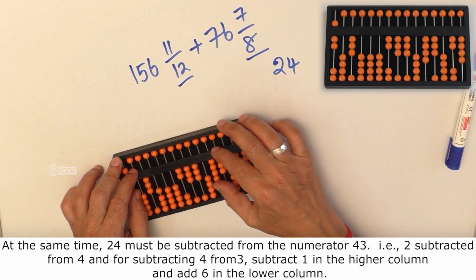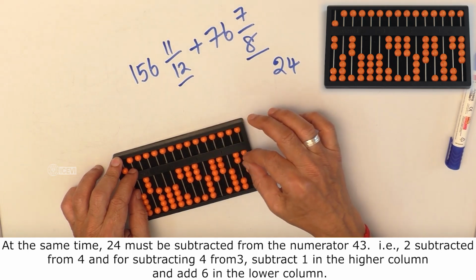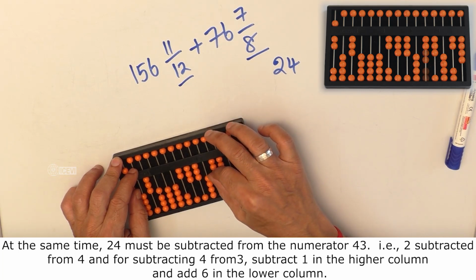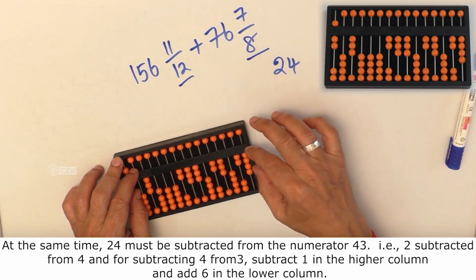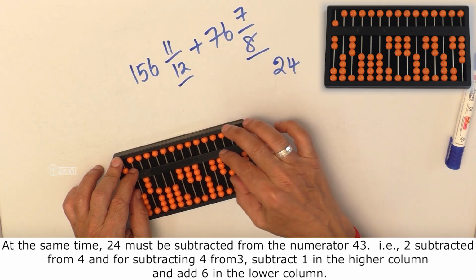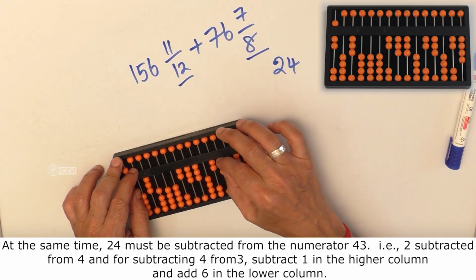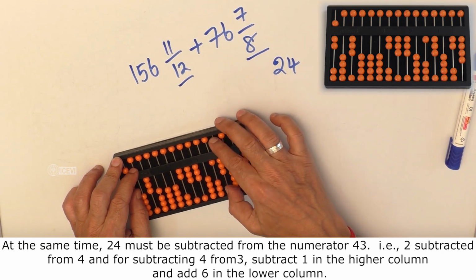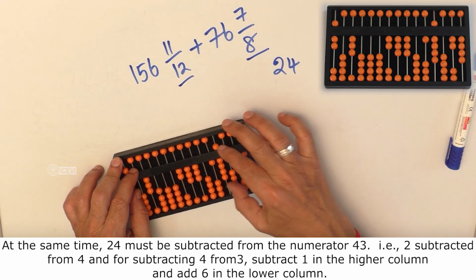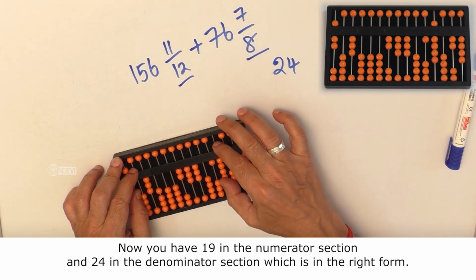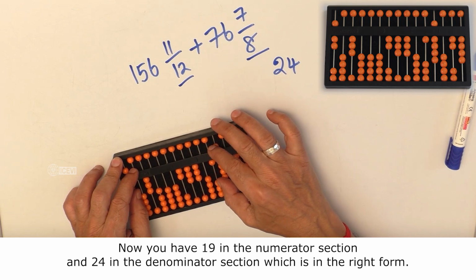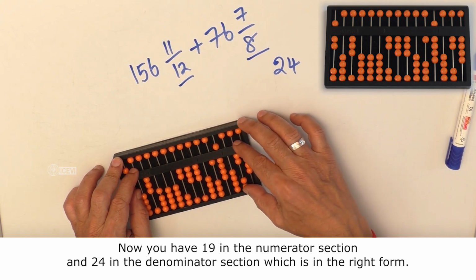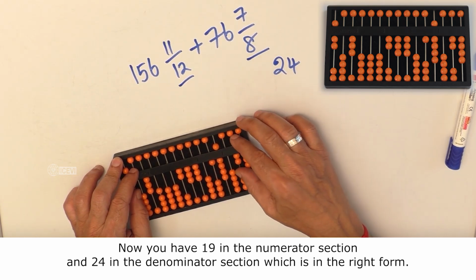At the same time, 24 must be subtracted from the numerator 43. That is, 2 subtracted from 4. And for subtracting 4 from 3, you have to subtract 1 in the higher column, and to compensate that you have to add 6 in the lower column. Now you have 19 in the numerator section and 24 in the denominator section, which is in the right form.